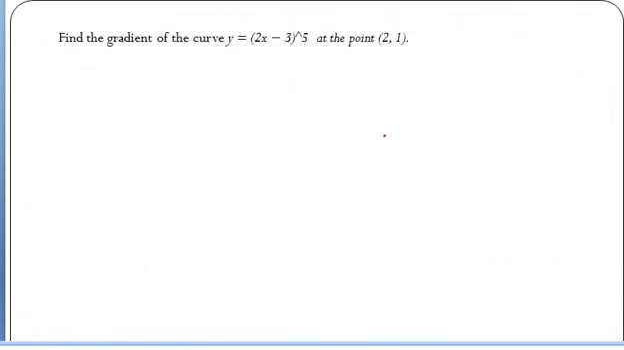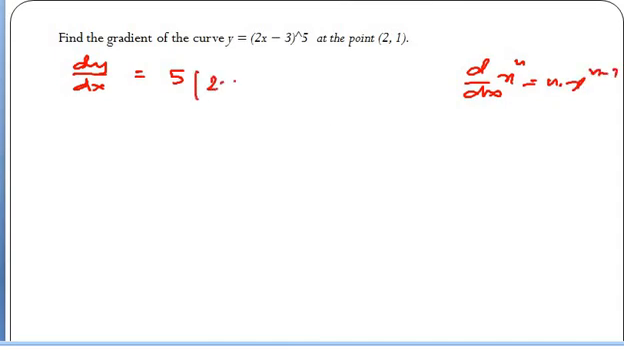So for today's final, how we can find the gradient of a curve: the question is find the gradient of the curve y equals 2x minus 1 to the power 5 at the point 2 comma 1, using differentiation. So we'll use simple differentiation, and find dy by dx. Gradient is dy by dx, so we know derivative of x raised to power n is n x raised to power n minus 1.